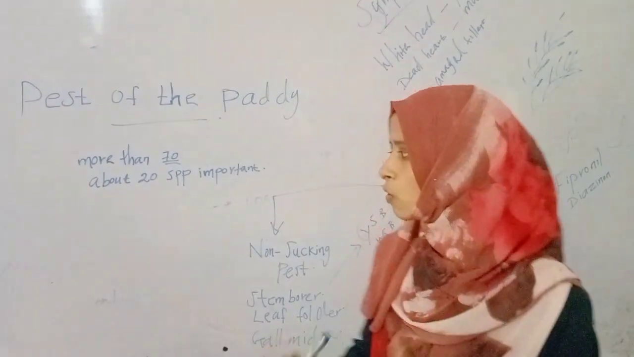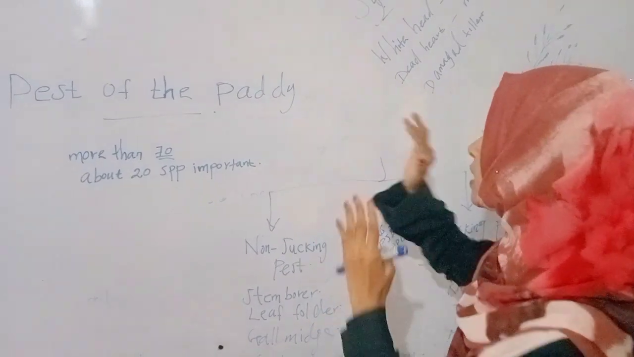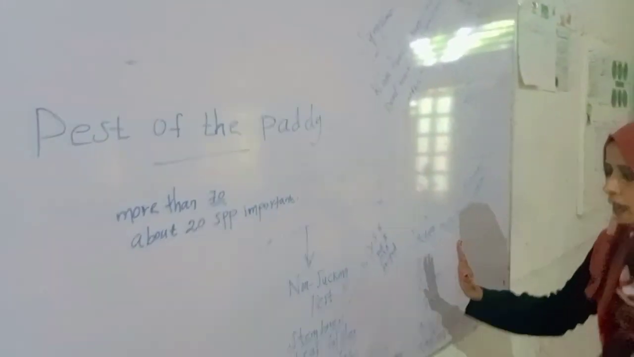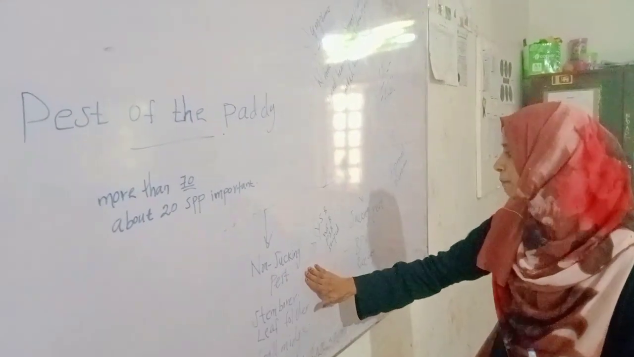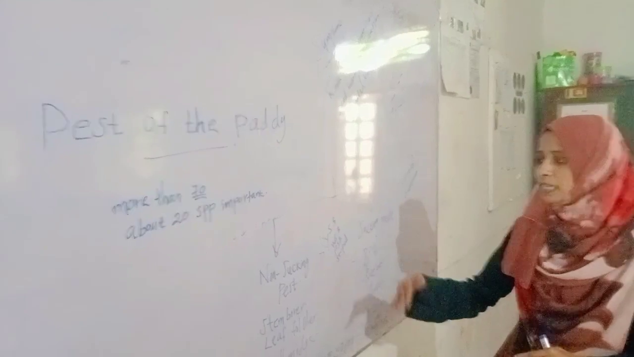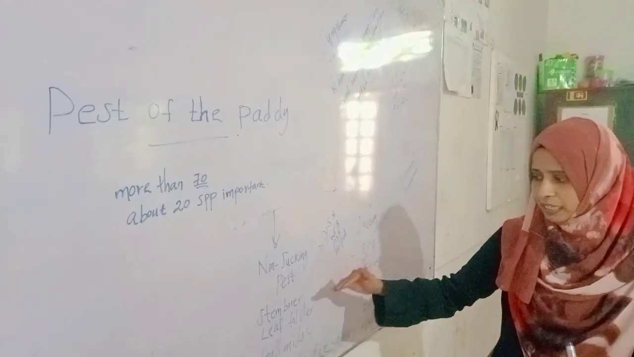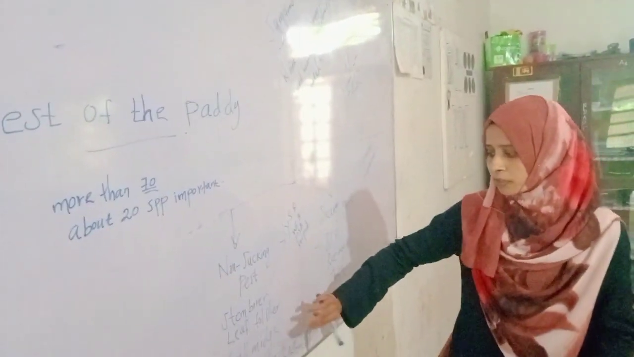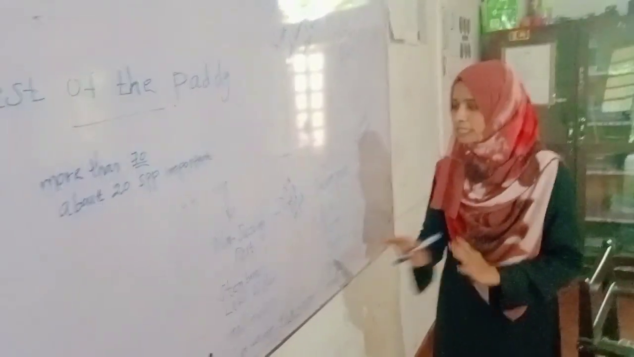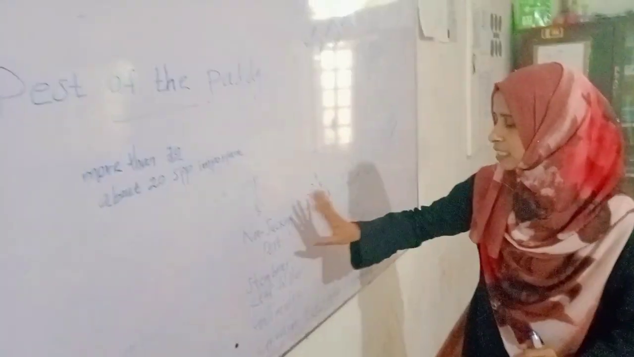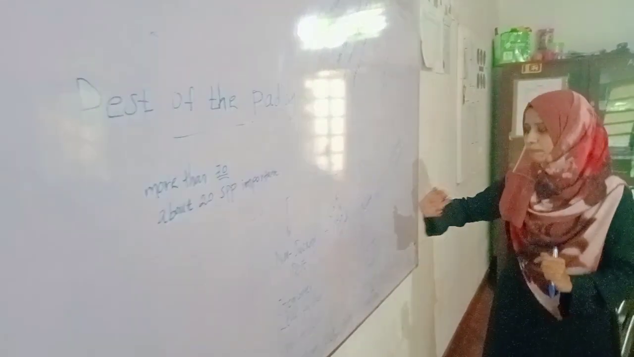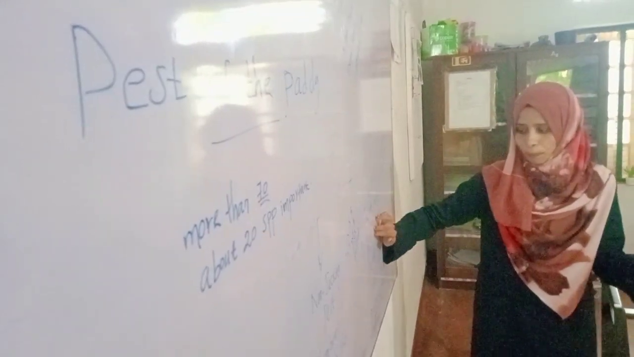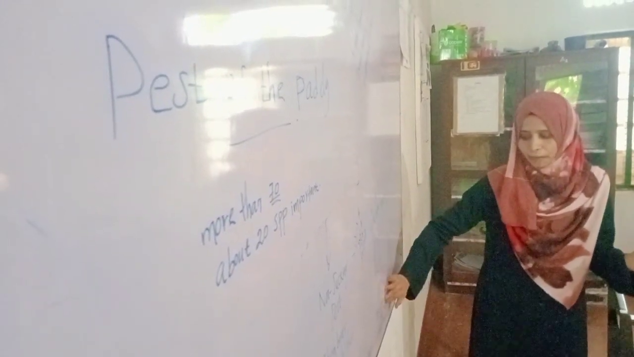Now I am going to explain how these pests can be divided into two groups: non-sucking pests and sucking pests. Examples of non-sucking pests are stem borer, leaf folder, gall midge, cutworms and armyworm. Examples of sucking pests are BPH, brown plant hoppers, rice bug, thrips, mites and mealybugs.